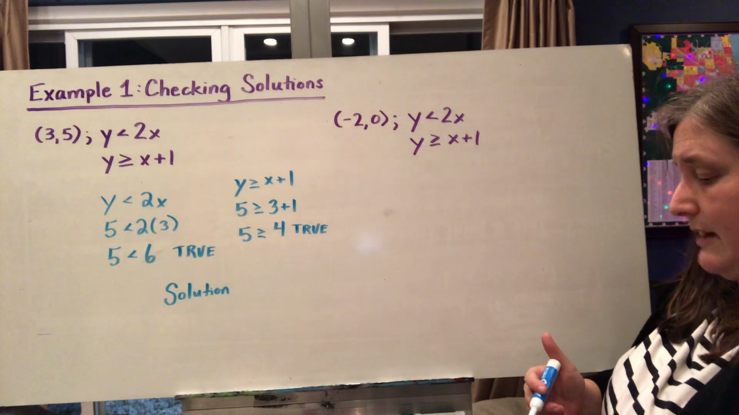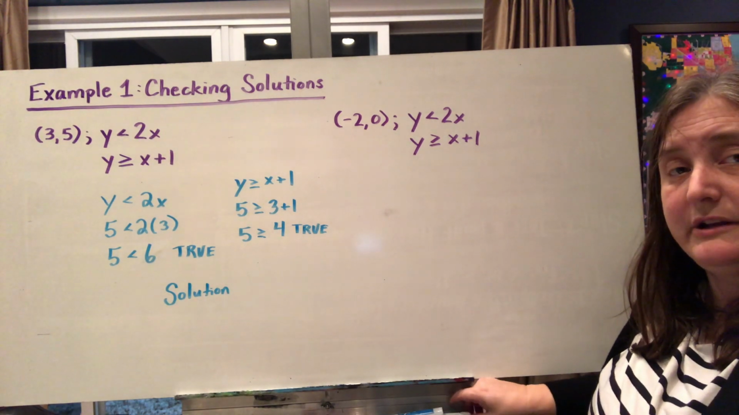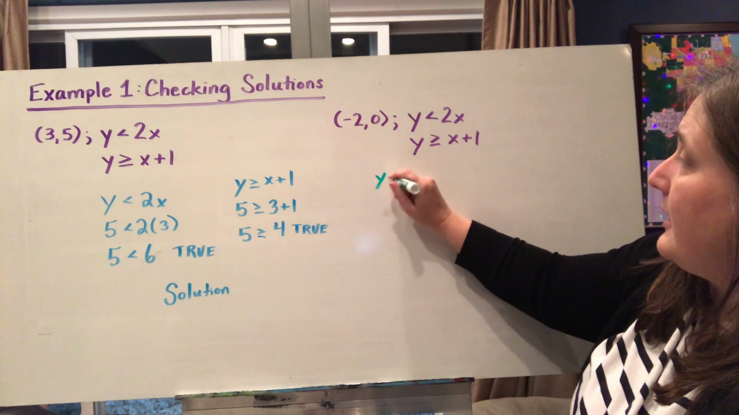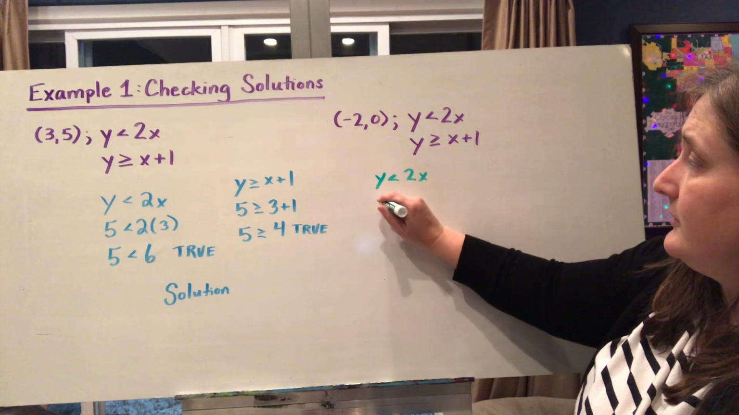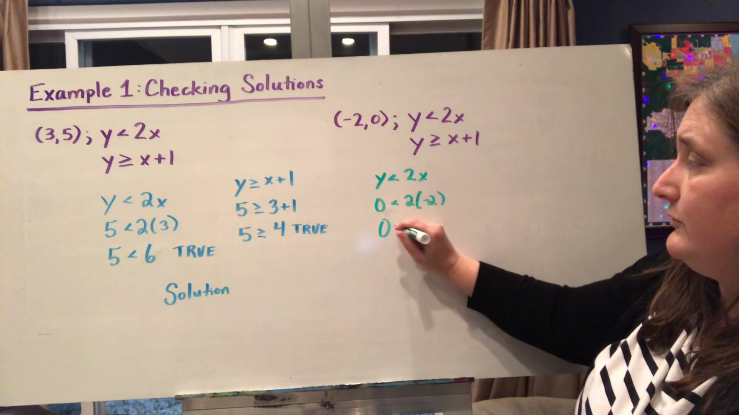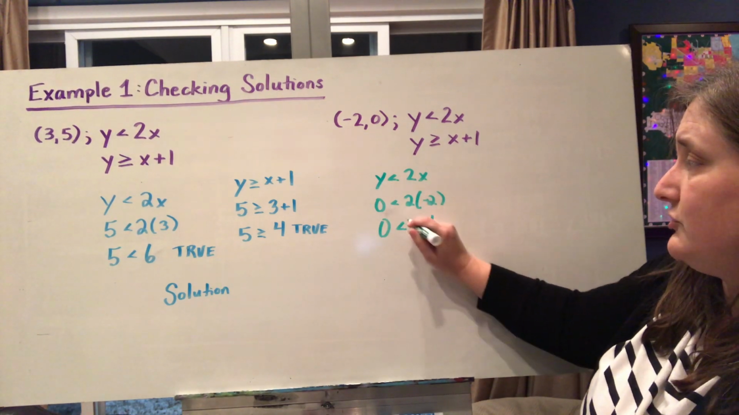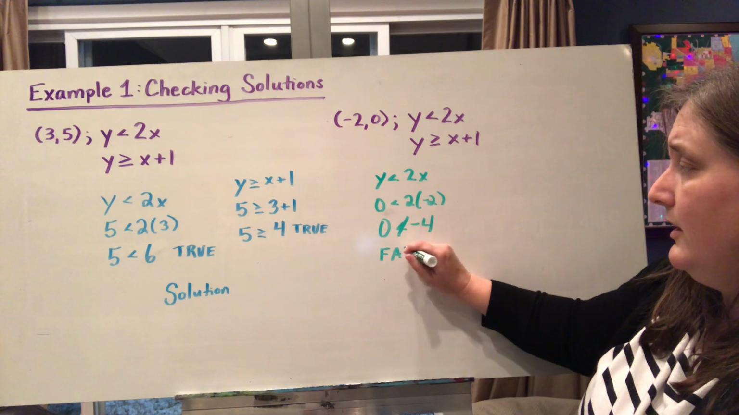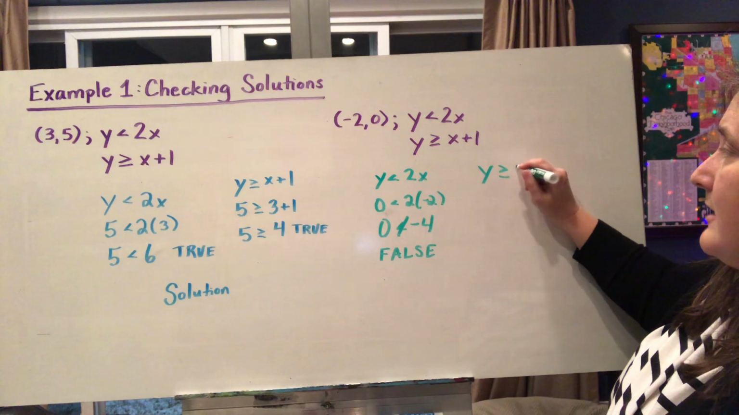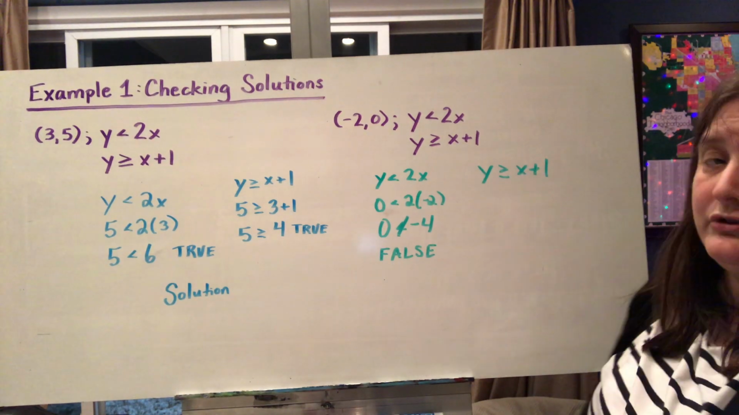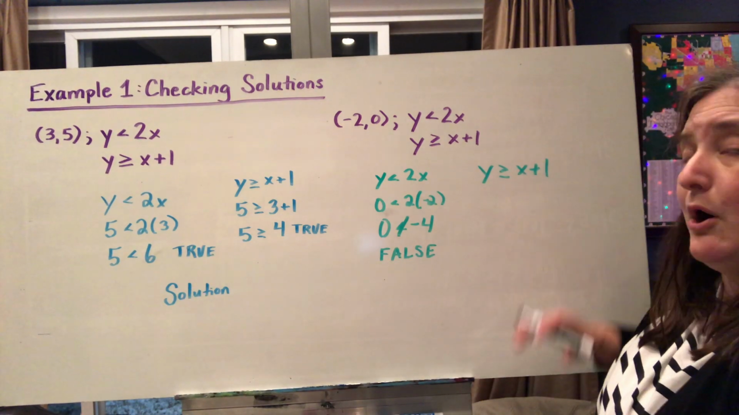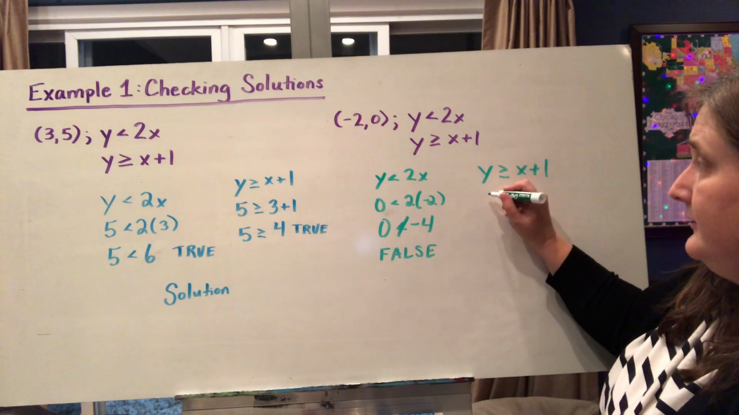Let's test (-2, 0). Once again, for it to be a solution, it needs to work for both inequalities in the system. So let's start with y is less than 2x. So y is going to be 0, x is going to be -2. So I get 0 is less than -4, which right away is not true. So this statement is false. I can test the next one, but I already know that (-2, 0) will not be a solution for the system because it's got to be true for both inequalities, and I've already got a false.